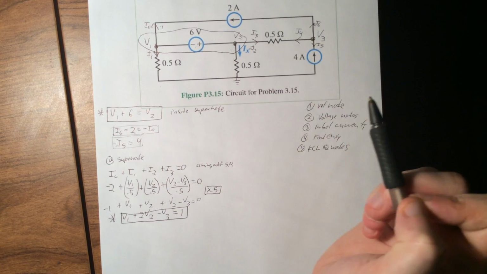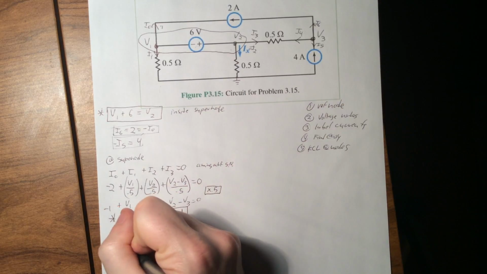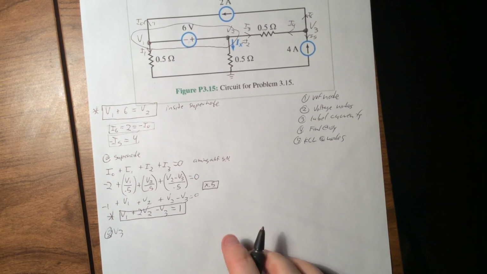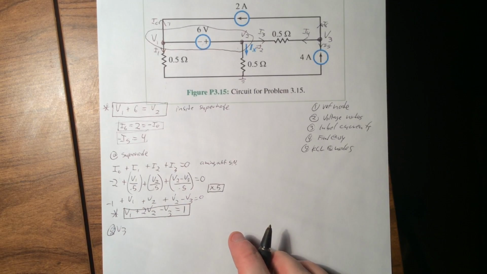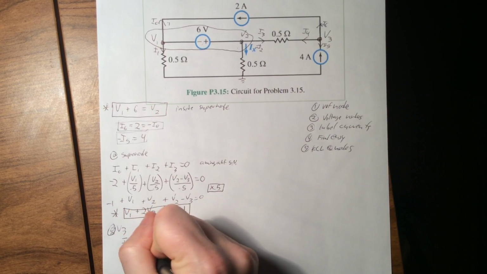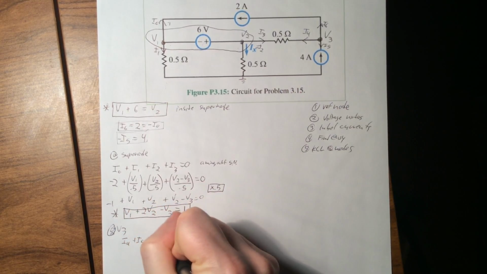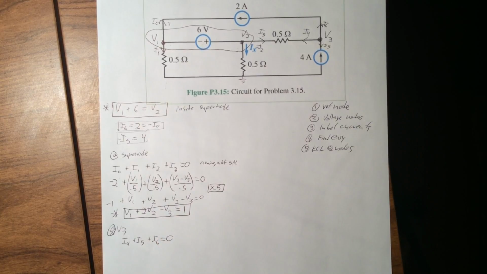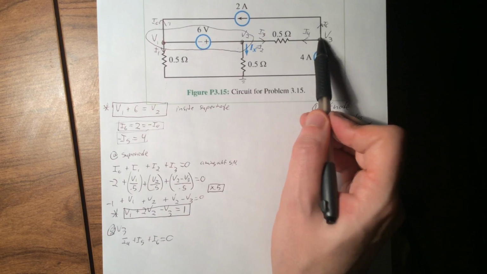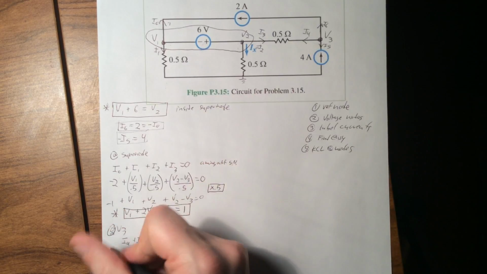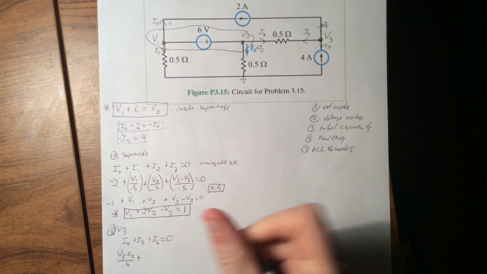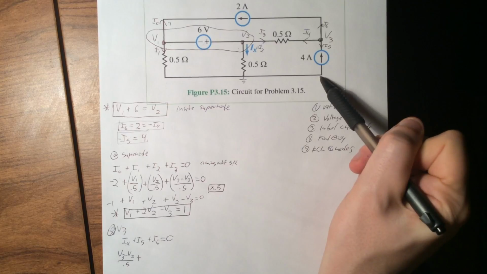That's good because we have that node already open. So we're going to do this at V3. This is the last piece of this one. So at V3, we've got I4, I5, I6. So I4 plus I5 plus I6 equals 0. All right. I4 is going this way, so I4 is V3 minus V2 over 0.5. V3 minus V2 over 0.5 plus I5, which is going to go through this.